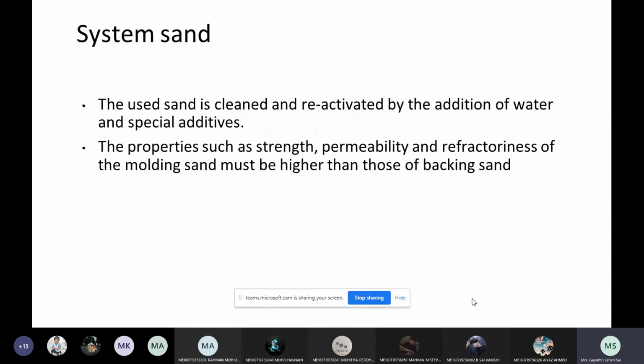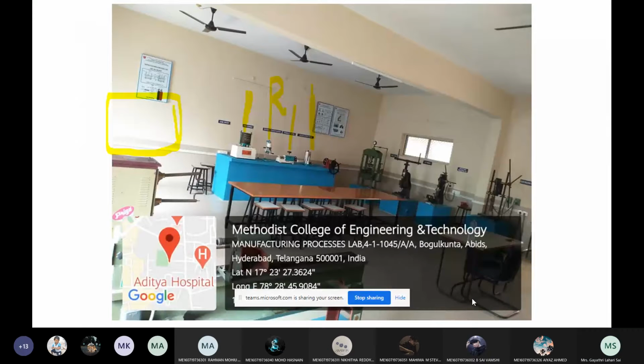sand. And this is a system sand, where in the large industries they will be using the recycled sand with an addition of water and the optimum amount of water in the clay, and they reuse it. This you call a system sand, right? And then I had shown what all the apparatus in our college are. So we have sand sieve, sand rammer, sand permeability tester, right? Universal sand testing machine, and we even have a mold hardness tester also.